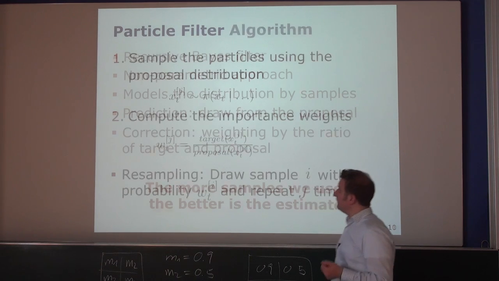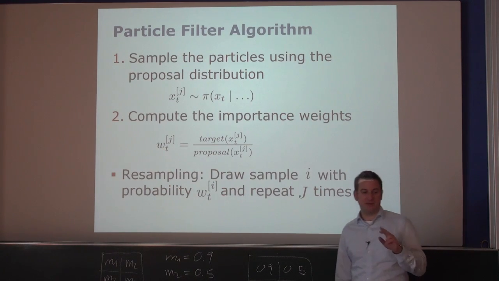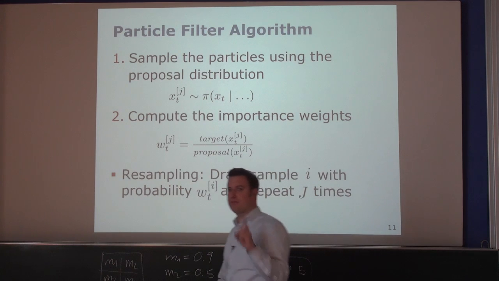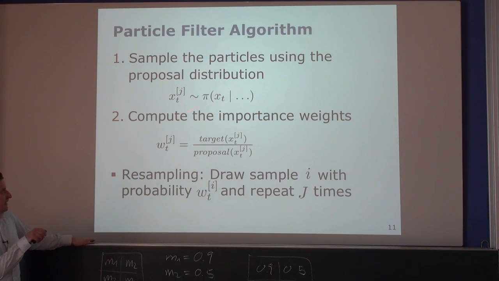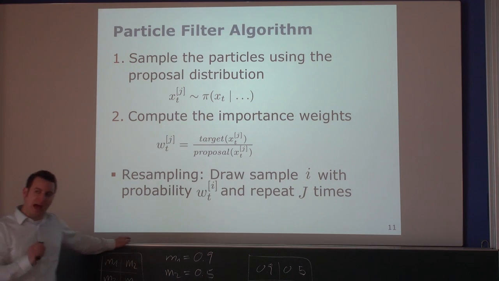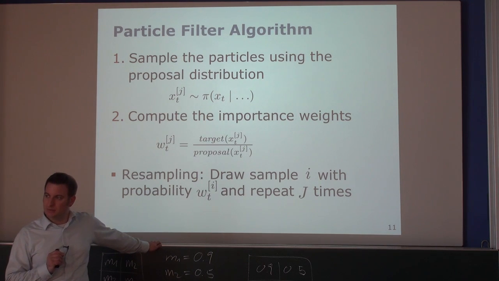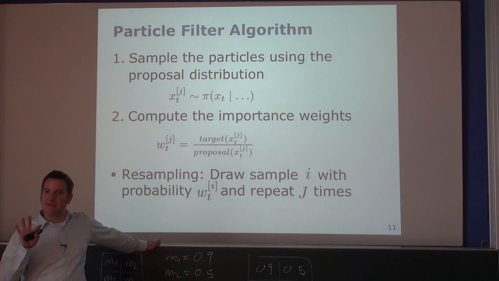So the particle filter has three main steps. The first thing is it samples from the proposal distribution. So it generates samples from my proposal pi over here. This is a distribution which I choose as a designer and from which I can sample efficiently. For example, a Gaussian distribution.